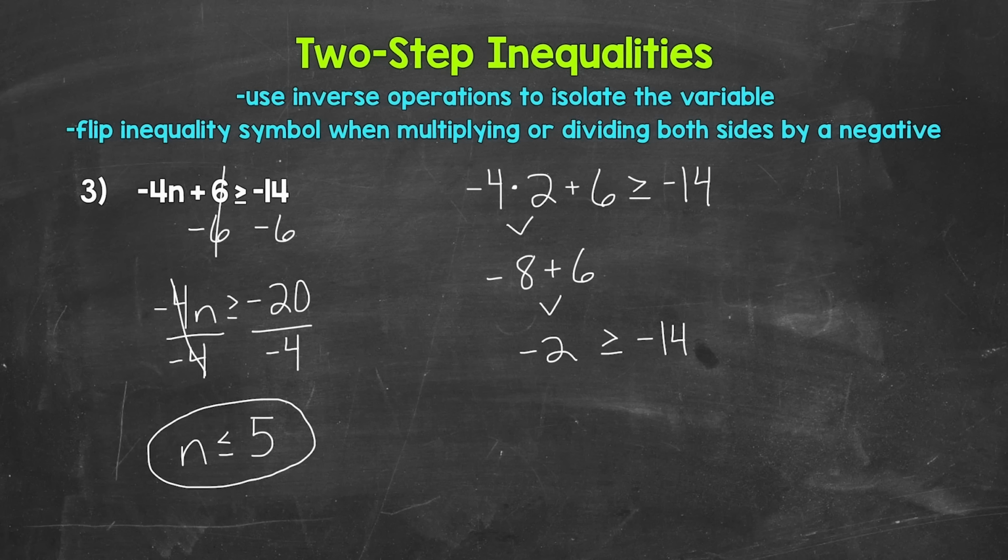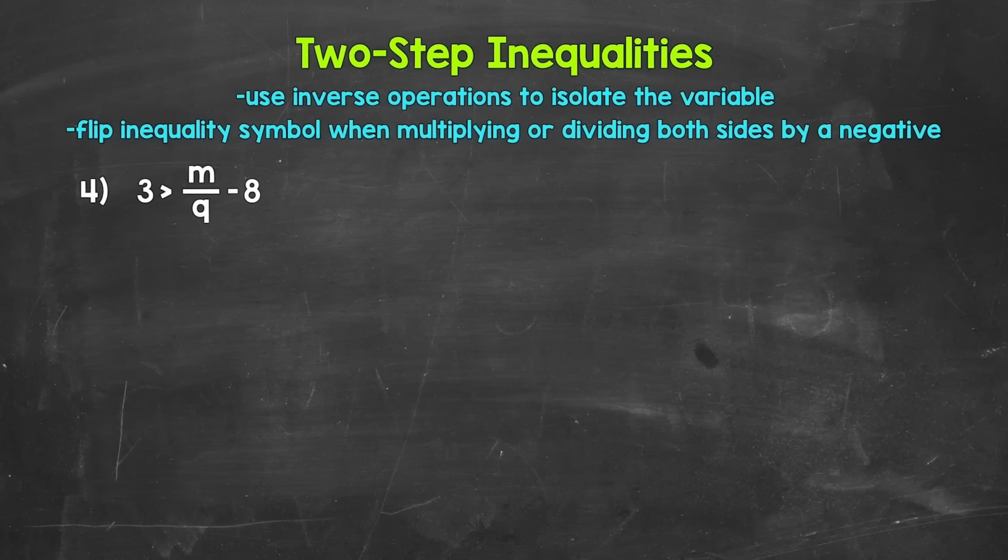And let's actually check 5 as well, since n can be equal to 5. And we will do this mentally. So we have negative 4 times 5. That gives us negative 20, plus 6 gives us negative 14. And negative 14 is greater than or equal to negative 14. So that works as well. Let's move on to number 4.